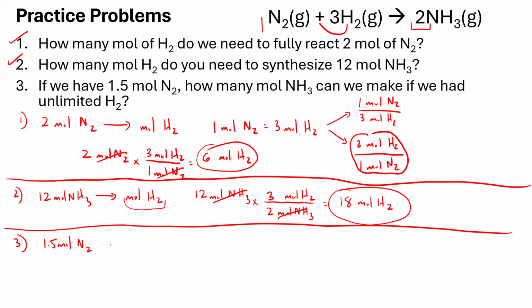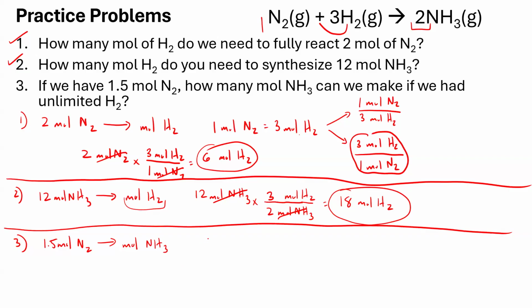We're trying to figure out how many moles of NH3 we can make, right? Sorry, I think I misspoke over here. So number 2, right? We're trying to synthesize 12 moles of NH3, but we're asking how many moles of H2 we needed. So this is almost the same thing, but now we're starting from an ingredient going to the product, right? Which is a little different, but it's the same exact concept.